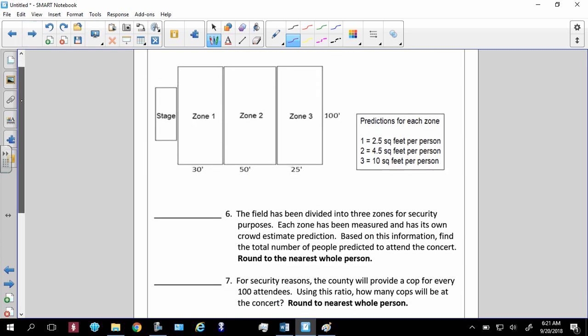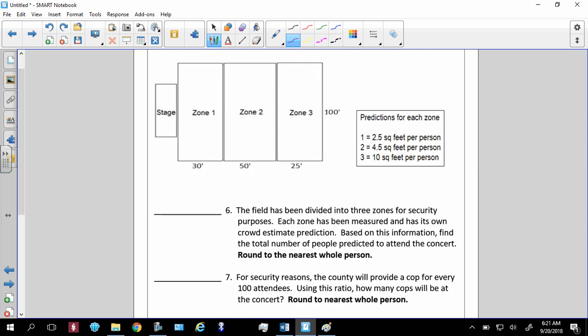Now this one here, a lot of folks were getting right, but there was a couple that didn't. First thing I need to do is find the area for each zone. So the width is 30, the length is 100. So that would be 3,000. This would be 5,000 feet squared, and this would be 2,500. Now, the prediction for each zone. Zone 1 is 2.5 square feet per person. So off to the side here, one person takes up 2.5. So how many people would take up 3,000? Cross multiply and solve. And I believe that ends up being 1,200 people.